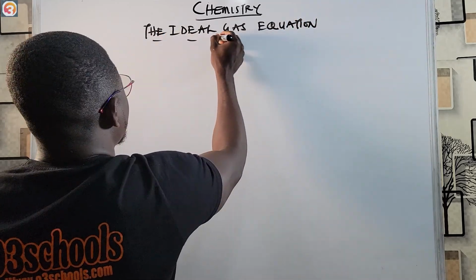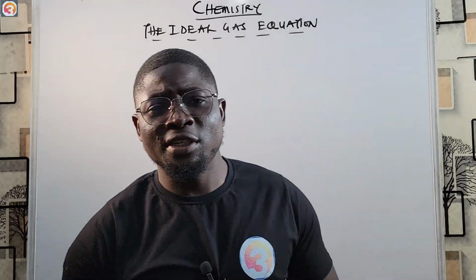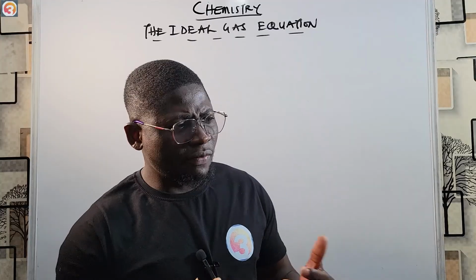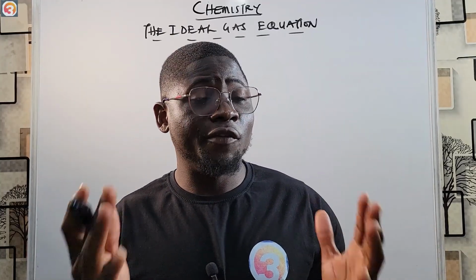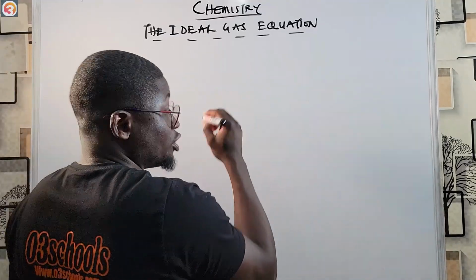All right. So this is a very, very simple part of kinetic theory of matter and gas laws. And of course, the first thing you need to know is that gases can be described in terms of four variables. Gases can be described in terms of four variables, and of course, you know them.